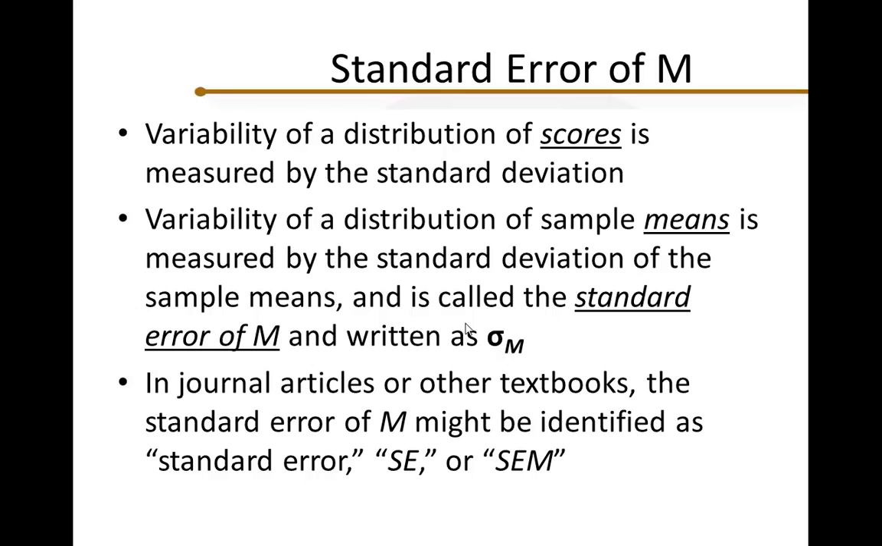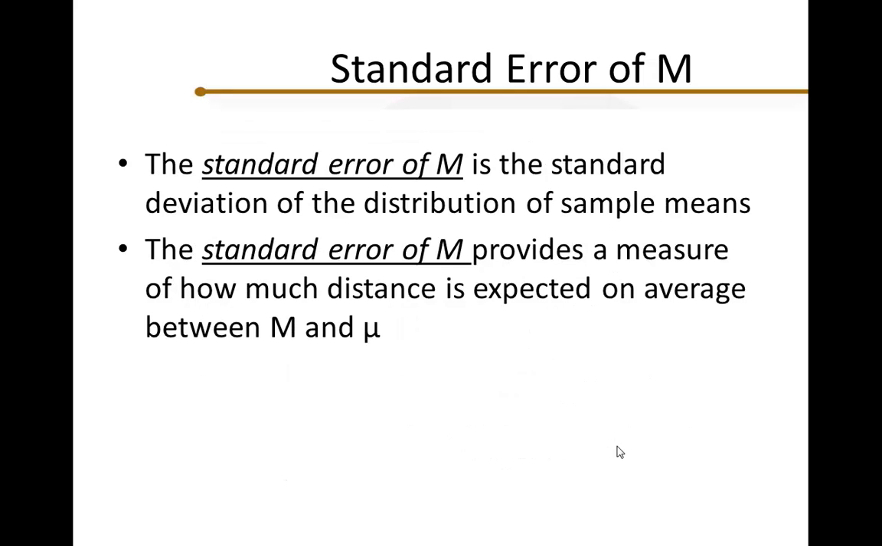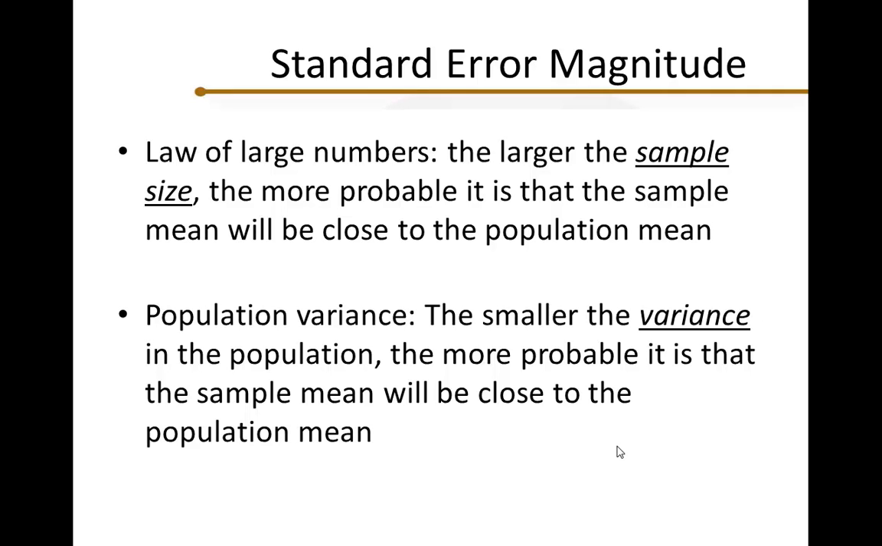It's written with the population symbol and then the M below. In journal articles or in other textbooks, the standard error of M can be identified as standard error or SE or SEM. The standard error of M is the standard deviation of the distribution of sample means. The standard error of M provides a measure of how much distance is expected on average between your sample mean and the true population mean.